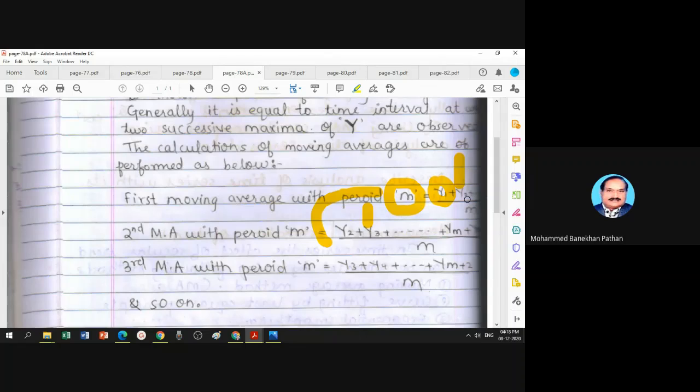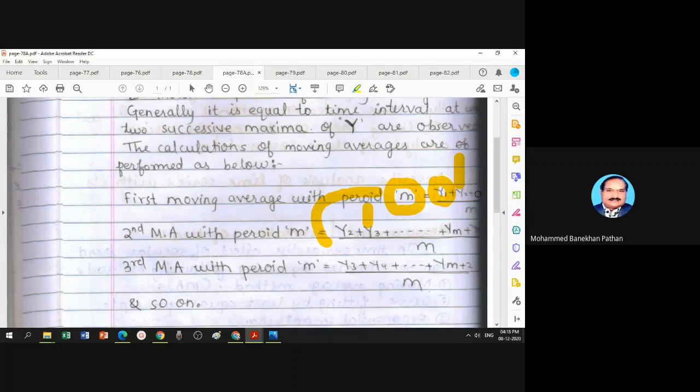Now what is the meaning of this? If M is 3, the average coincides with y2. The second average coincides with y3 and so on. But if you are having an even period, for example 4, the answer of the first moving average will lie between y2 and y3, not for y2, not for y3. So I am not getting a calculation which coincides with the original data.